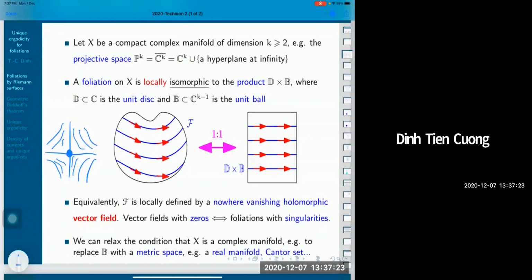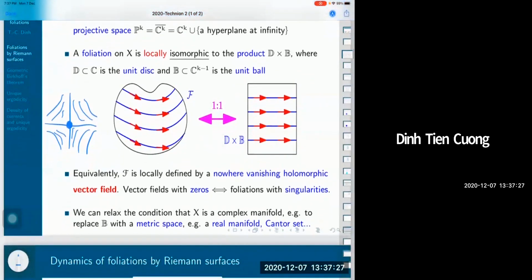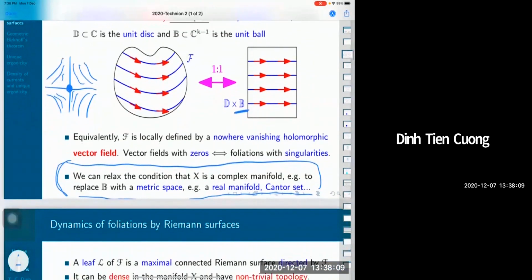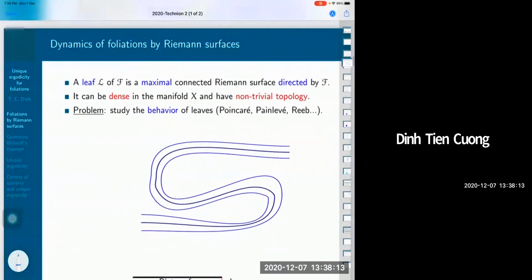But anyway, here we can accept some singularities, and we can also consider the notion of lamination. By lamination, you don't assume that the family of blue curves here is transversally holomorphic. You don't need this condition, and you can also change the transversal ball by some set like a metric space or even a Cantor set and so on. But I'm going to skip this situation for simplicity. So let's consider the case of holomorphic foliation with singularities. Please stop me if you have any question.